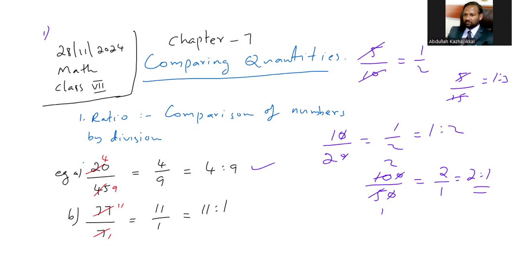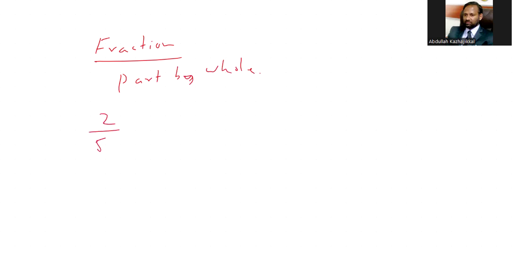I explained fraction. Fraction means part by whole. Then after that, decimal. 2 out of 5 is a fraction. 1 out of 4, that is a fraction. Now decimal, I told decimal. Decimal is a fraction. So is this a decimal? Yes, decimal is a fraction.